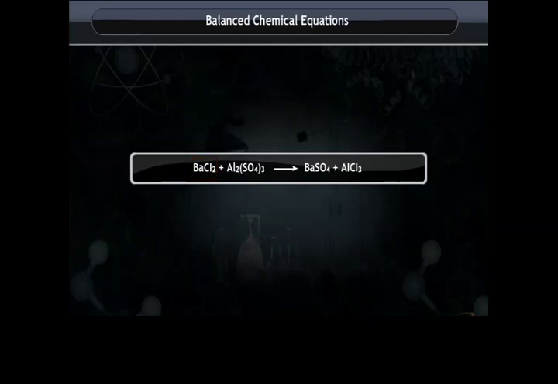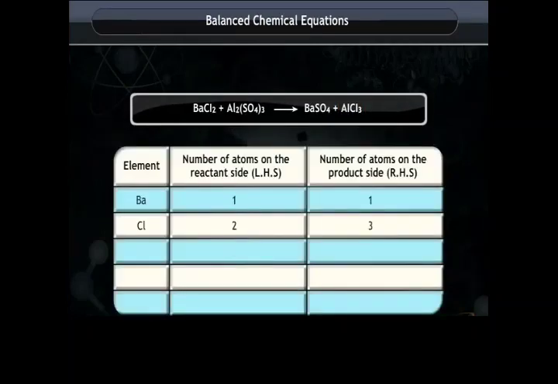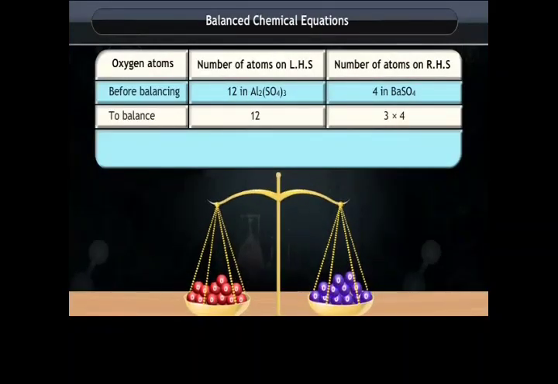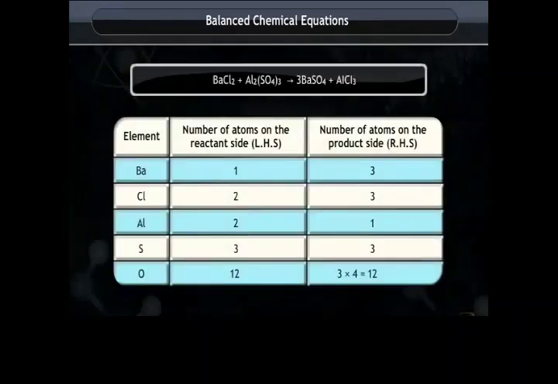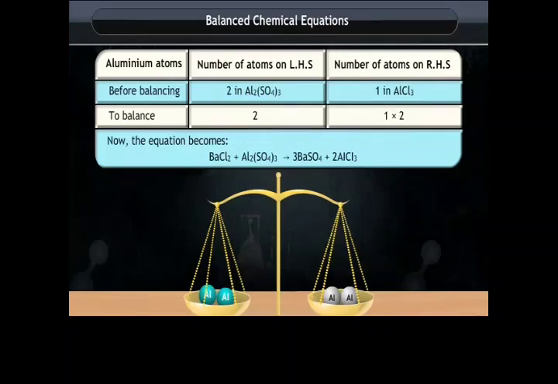Barium chloride reacts with aluminium sulfate to give barium sulfate and aluminium chloride. List the number of atoms of the various elements present in the unbalanced equation in the form of a table. Select a compound which contains the maximum number of atoms. In this case, the compound will be aluminium sulfate. It has 2 atoms of aluminium, 3 atoms of sulfur, and 12 atoms of oxygen. From this compound, select the element which has maximum number of atoms and which is present in only one compound on both sides, that is, oxygen in this case.